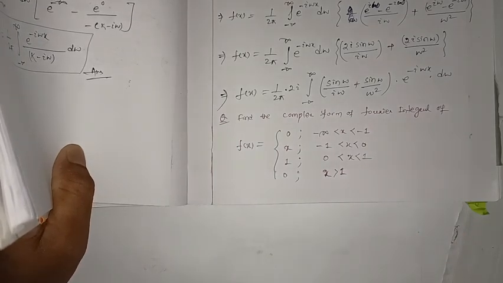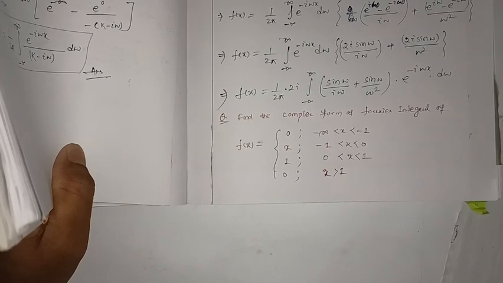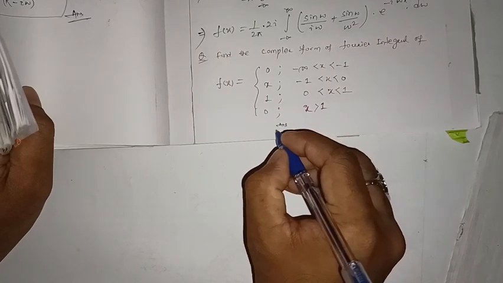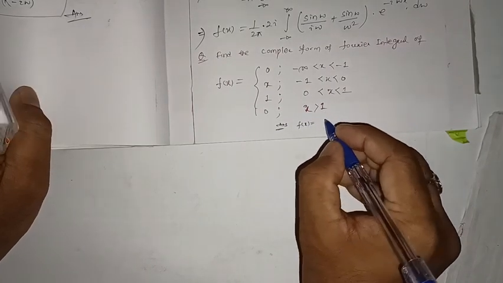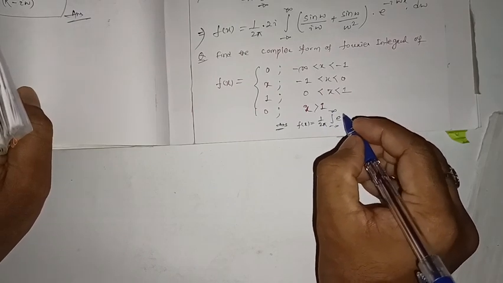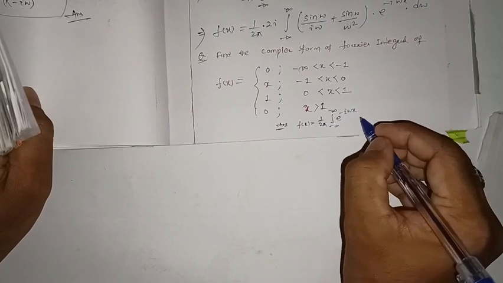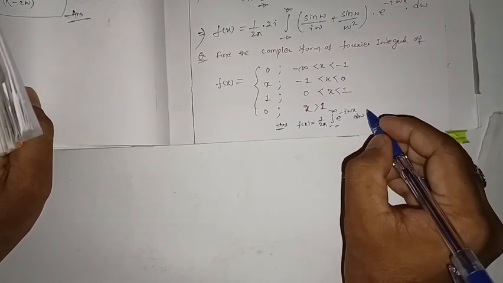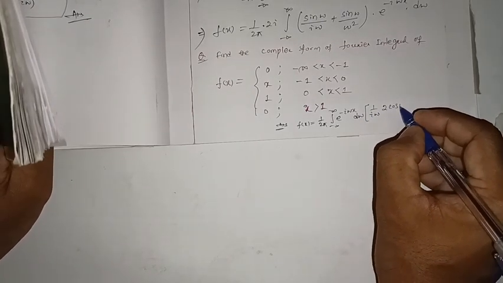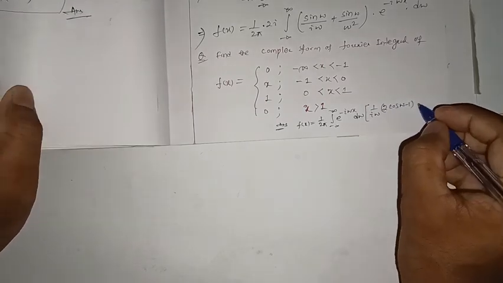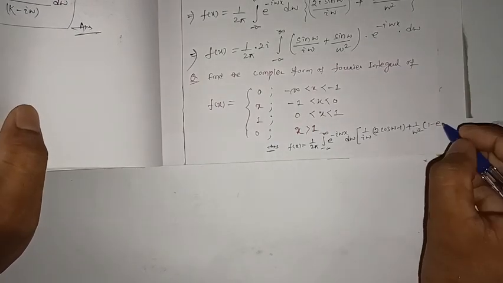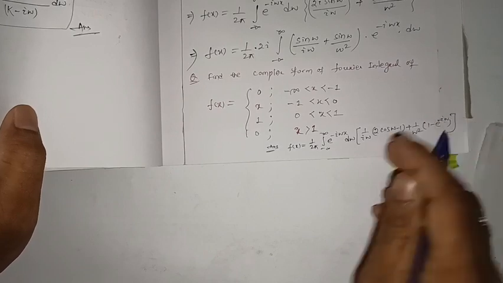Okay, so you do this question carefully, and you can find the answer as f of x equals 1 by 2 pi, integral from minus infinity to plus infinity, e to the minus I omega x d omega, then 1 by I omega (2 cos omega minus 1), then plus 1 by omega square (1 minus e to the power minus I omega). This much answer you can find.